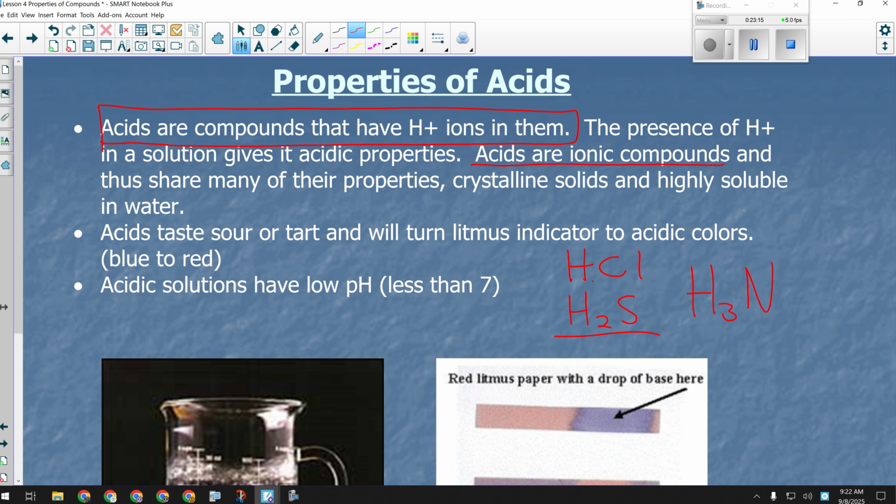Obviously we will not be doing this. Acids taste sour or tart. We've all eaten a lemon or a lime or a grapefruit. They're sour. Acids are typically sour, even vinegar, for example. Vinegar is kind of a tart, sour flavor. Vinegar is an acid. It's actually an ionic compound.